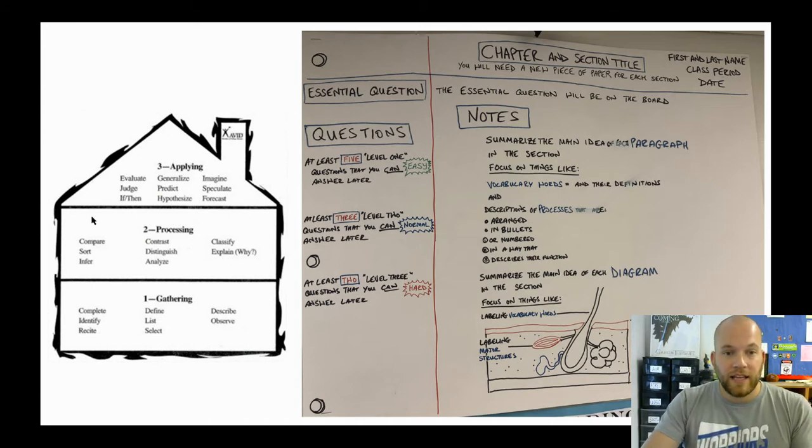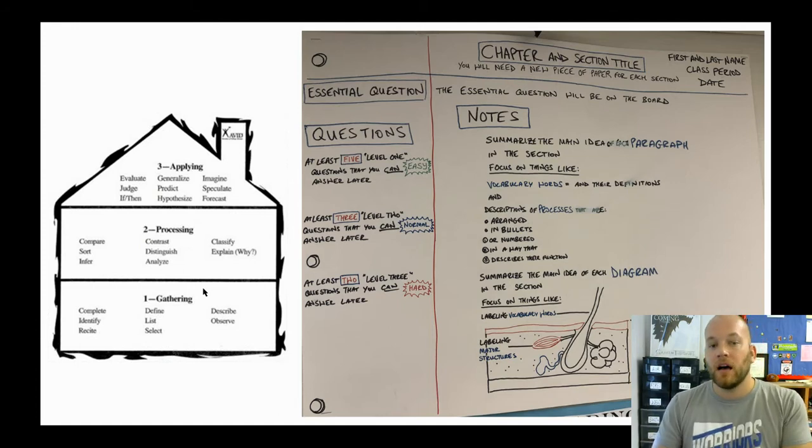Over here, I've got the levels. So level 1 questions, you're gathering information. What is the definition of? Where can you find this? What is the name of? These are very easy one sentence, one word questions that have answers to them.